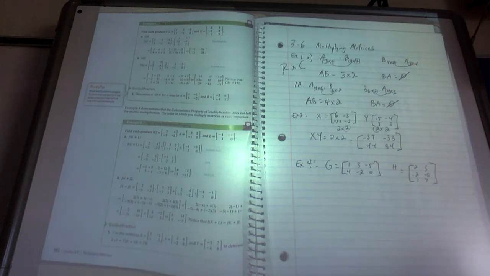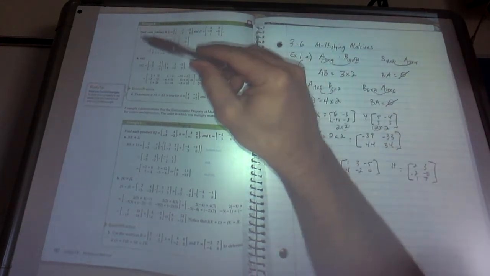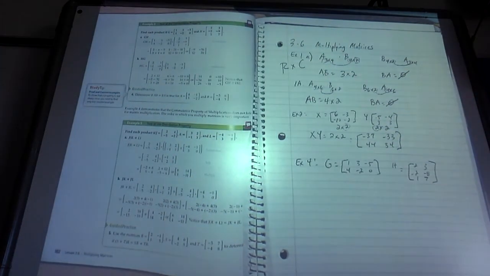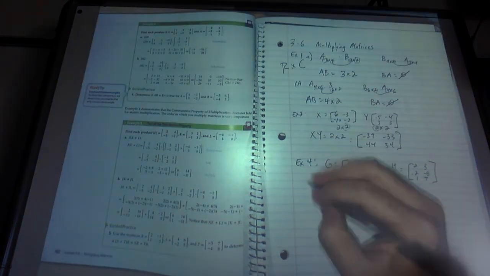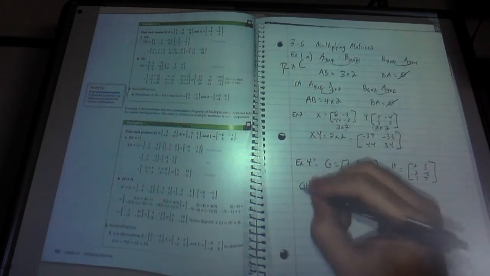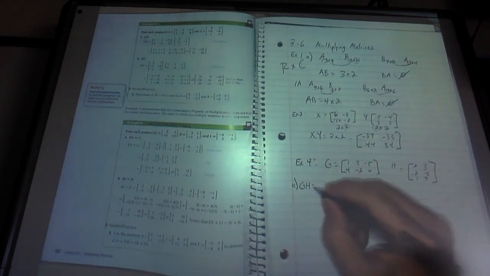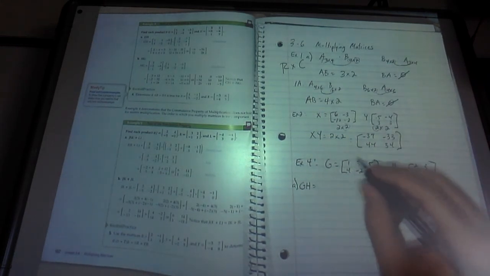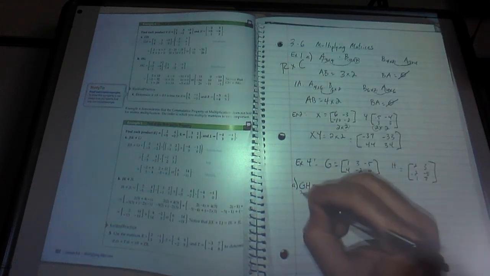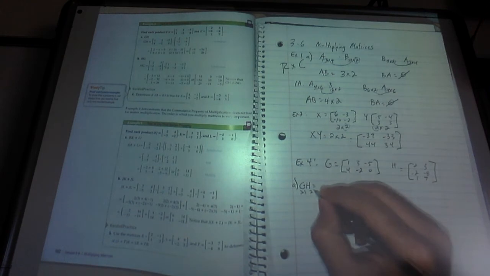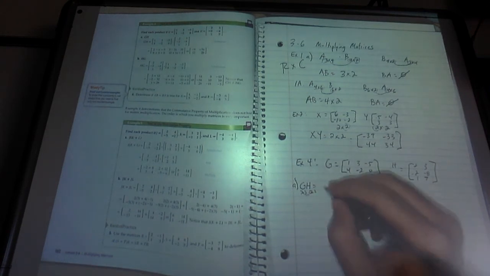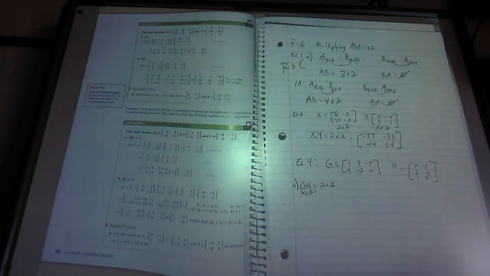Now, these aren't the same size, so they want us to go find G times H and then H times G and see if it works, okay? So whatever the first one is, we're going to do part A, G times H. I look at the dimensions. Matrix G is a 2 by 3. Matrix H is a 3 by 2. The insides match. So my resulting matrix is going to be a 2 by 2.